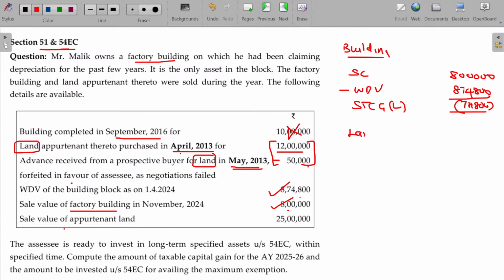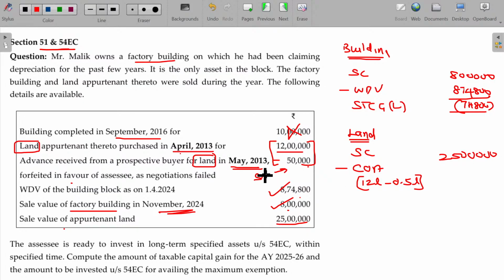In case of land appurtenant thereto, sale consideration being 25 lakhs, minus, when was it sold? November 24, after 23rd July, so you are not eligible for claiming the indexation. So cost of acquisition in this case being 12 lakhs minus 0.5 lakhs. This 50,000 is subtracted as per section 51. So 11 lakhs 50,000 rupees. Now the long-term capital gain in this case being 13 lakhs 50,000 rupees.